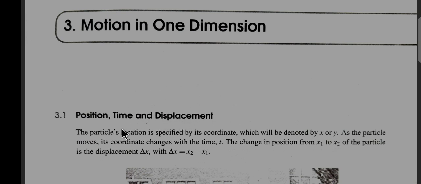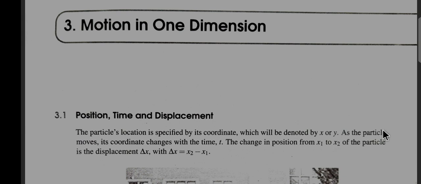So, we can say that the particle's location is specified by its coordinate, which will be denoted by x or y. Coordinates explain the position of an object. That's x and y. They use it to represent a position in the x and y plane, that means in the coordinate geometric plane. That's two-dimensional. As the particle moves, its coordinate changes with the time t.